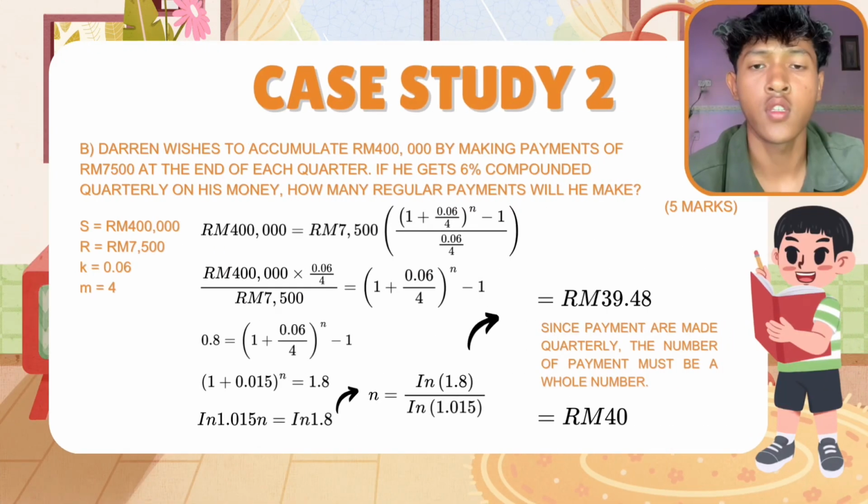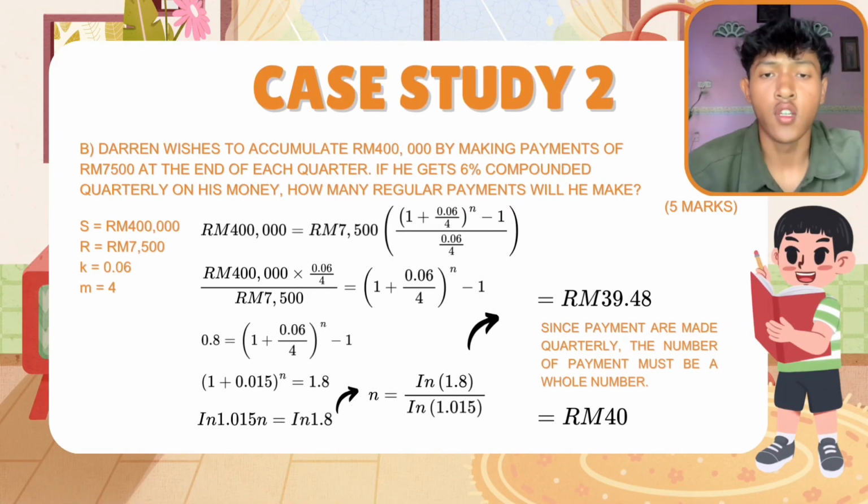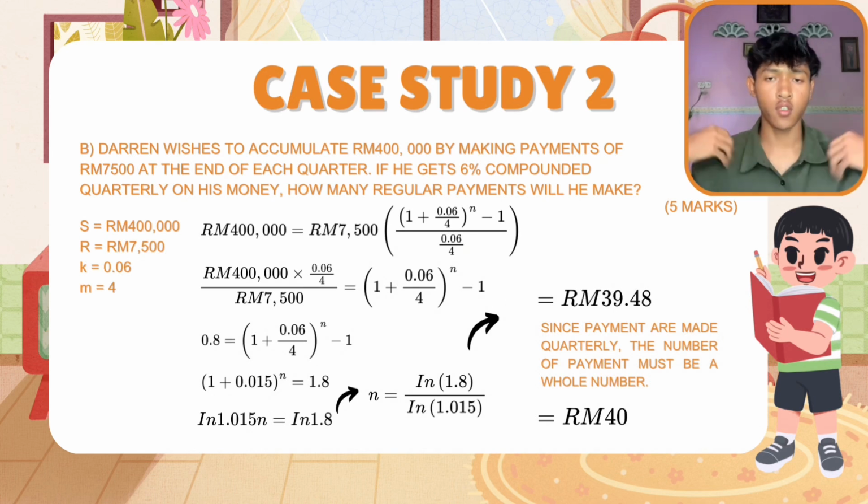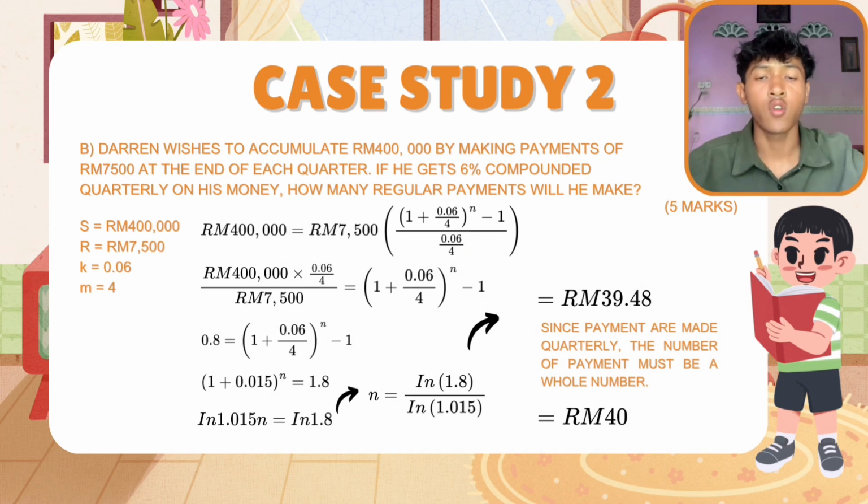This is case study 2, question B. So let's start. Darren wishes to accumulate 400,000 ringgit by making payments of 7,500 ringgit at the end of each quarter. If he gets 6% compound quarterly on his money, how many regular payments will he make? The question wants us to find the value of N. The information I got from the question is S equals 400,000 ringgit, R equals 7,500 ringgit, K equals 0.06 and M equals 4.